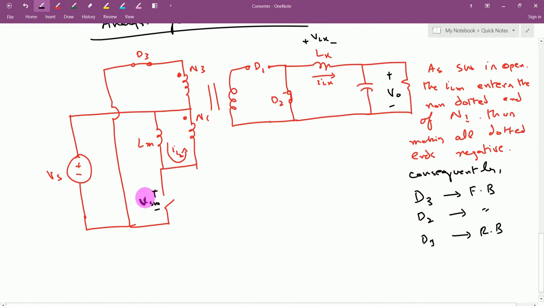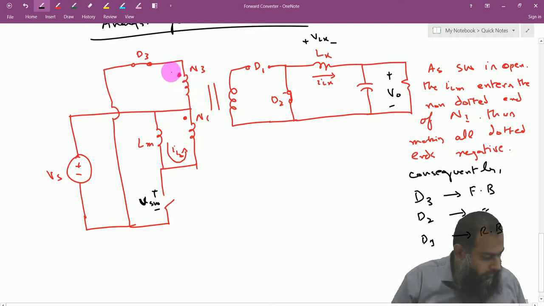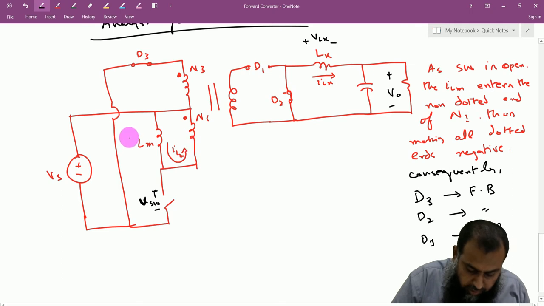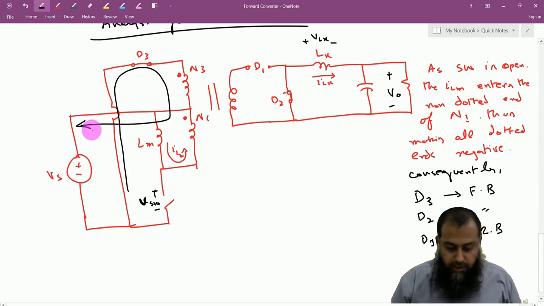We need to analyze it because for the design purpose, we need to establish the current and the voltage stress across power electronic switches. So with this in mind, this current shall have a path through this particular winding N3. When this D3 turns on, because the current is entering the non-dotted terminal here, therefore the current should enter the dotted terminal of this winding N3, and therefore this is the routing of the current that flows through this D3.